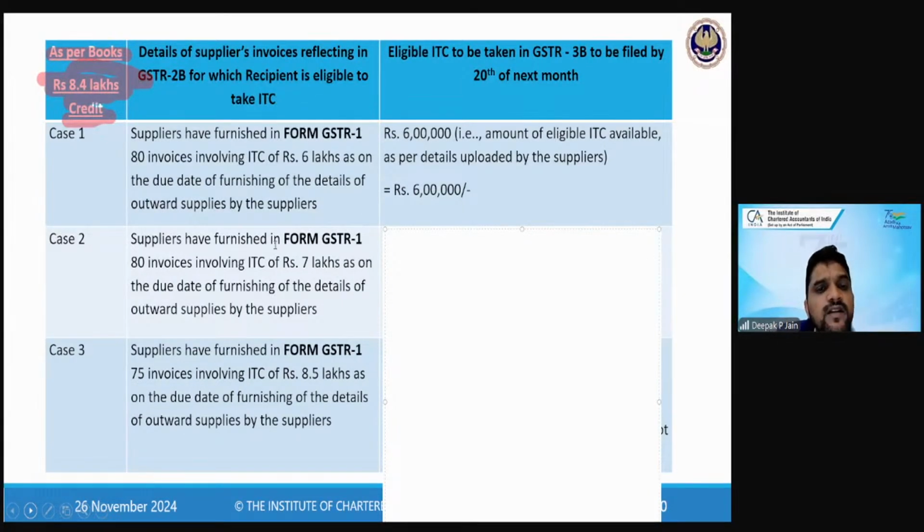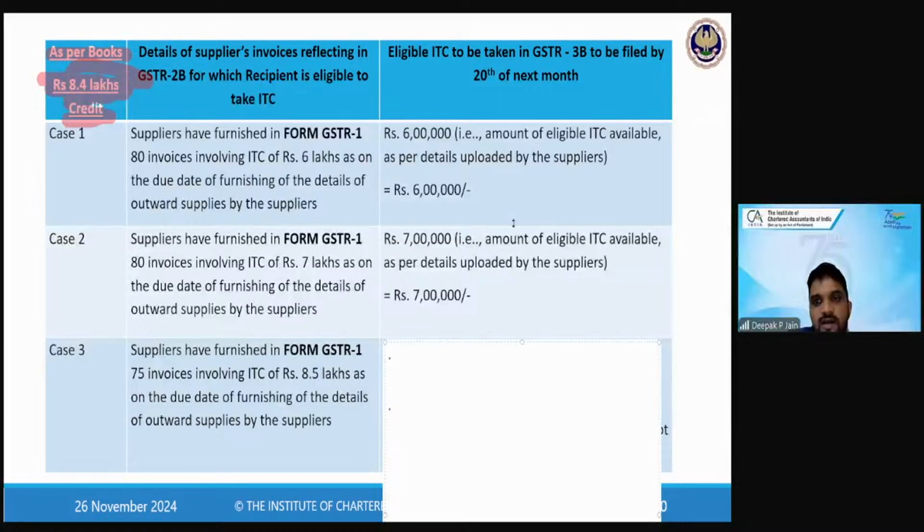Second case, supplier has furnished in form GSTR1 80 invoices involving ITC of rupees 7 lakhs as on the due date of furnishing of the details of outward supplies. Here, how much can I claim? 7 lakhs of credit. Correct. So in second case, you're absolutely right. 7 lakh, that is the amount of eligible ITC available.